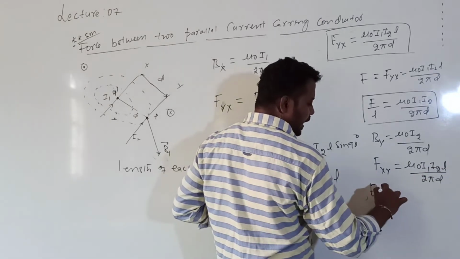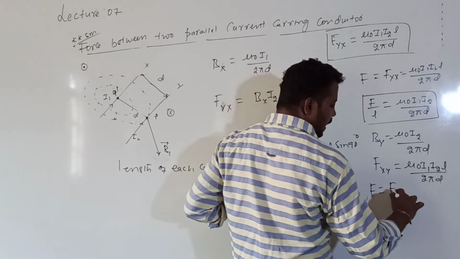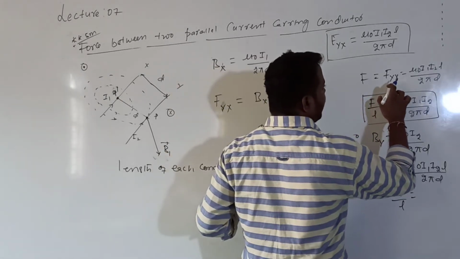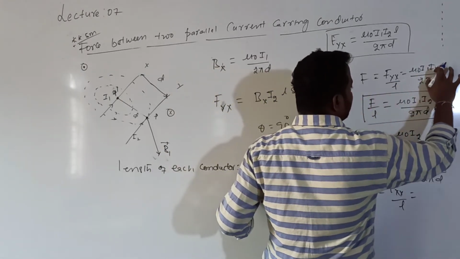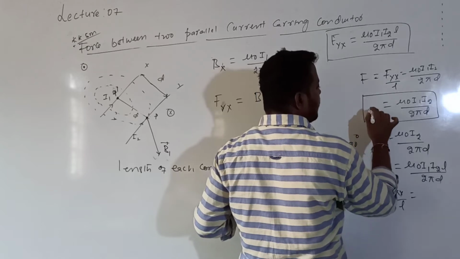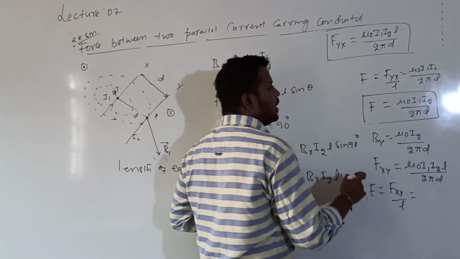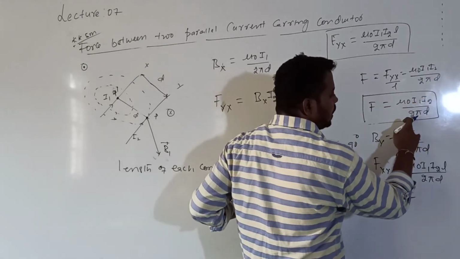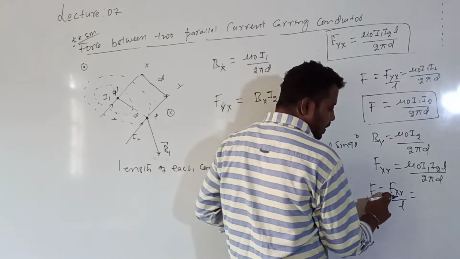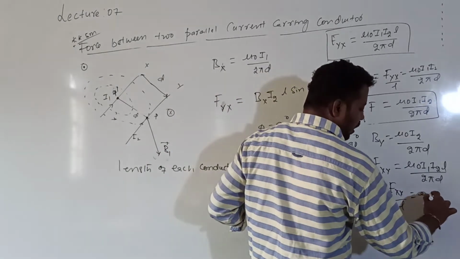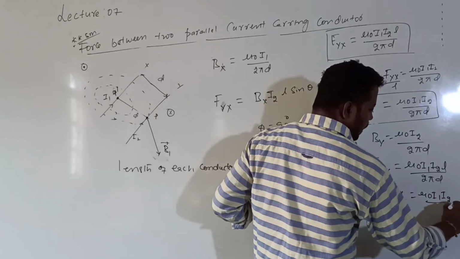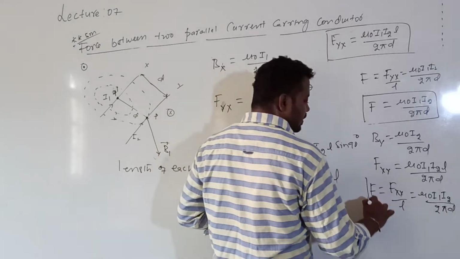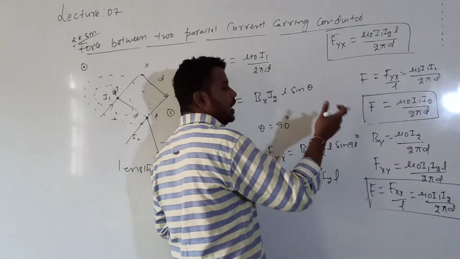So what is this force acting per unit length? Can I call Fxy by L as F. Here also I will call Fyx by L. I will call the force acting per unit length as F, then F is equal to mu naught into I1 into I2 divided by 2 pi d. So Fxy by L will be equal to mu naught into I1 into I2 divided by 2 pi d. See, there are two forces we calculated, one is Fxy and the other is Fyx.